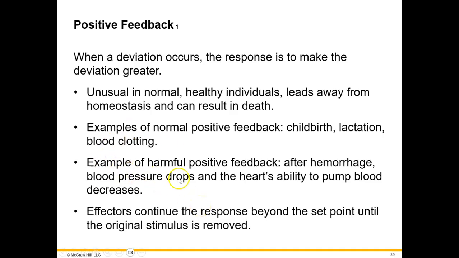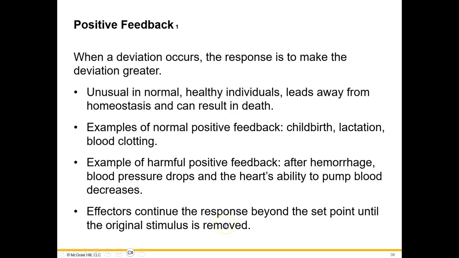An example of harmful positive feedback: after you start to hemorrhage or bleed where it's life-threatening, the blood pressure will drop, and when the blood pressure is so low, the heart cannot pump blood, and so the heart's ability to pump blood is less. So that is a harmful effect of positive feedback.